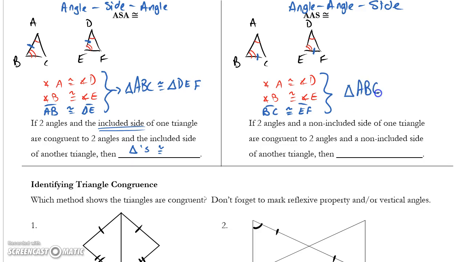So my triangle ABC is still congruent to triangle DEF, but when I'm writing my proof, I now have a different reason. My specific statement would be this triangle congruence, but I would have to say that they are congruent by angle-angle-side, not by angle-side-angle. That's the major difference between angle-angle-side and angle-side-angle.